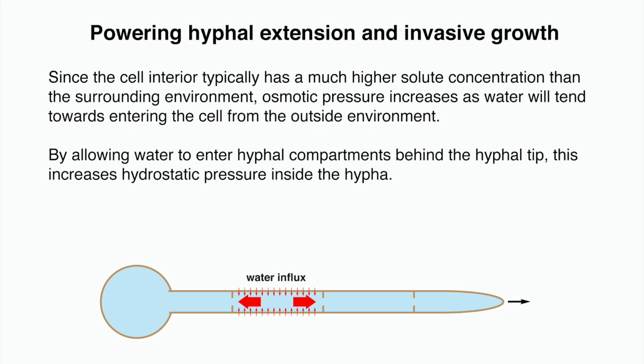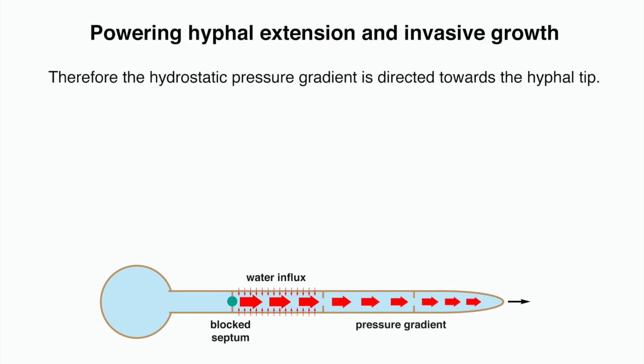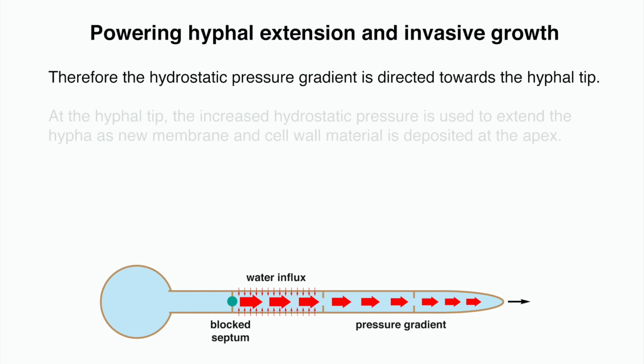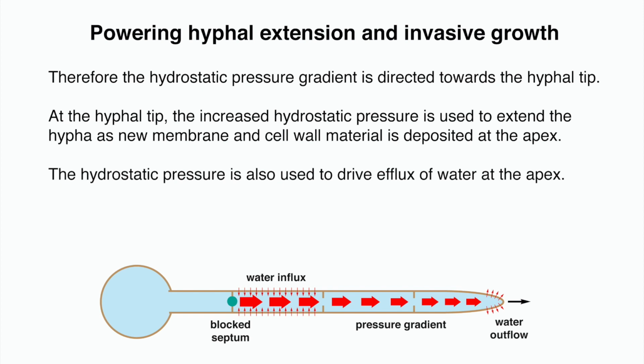By allowing water to enter hyphal compartments behind the hyphal tip, this increases hydrostatic pressure inside the hypha. The cell wall prevents the hypha from rupturing, while septa towards the center of the mycelium are closed off. Therefore, the hydrostatic pressure gradient is directed towards the hyphal tip. At the hyphal tip, the increased hydrostatic pressure is used to extend the hypha as new membrane and new cell wall material is deposited at the apex. The hydrostatic pressure is also used to drive efflux of water at the apex.